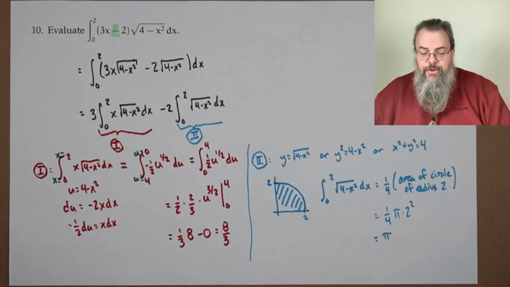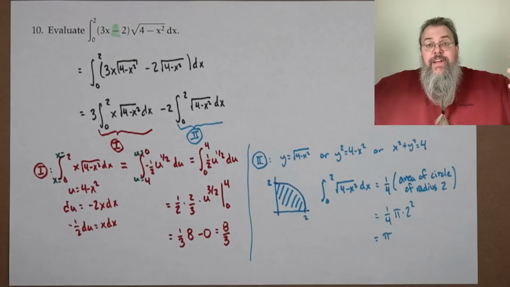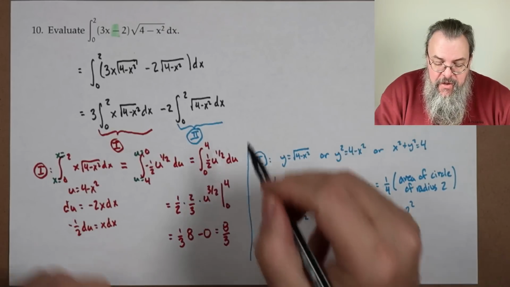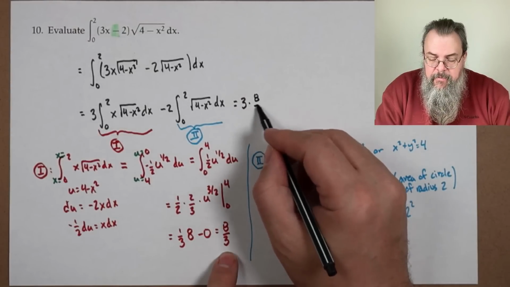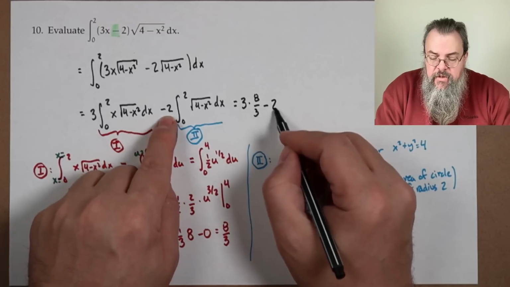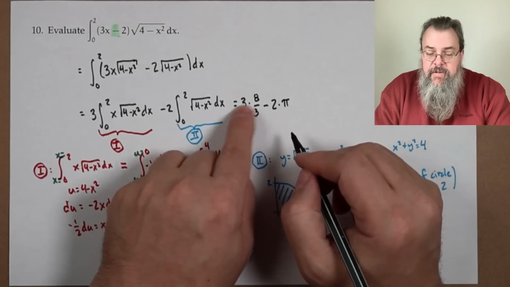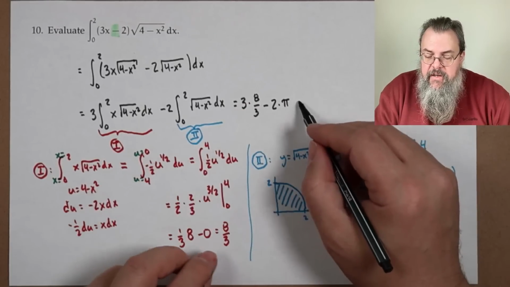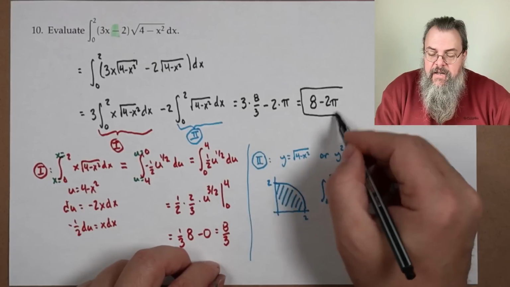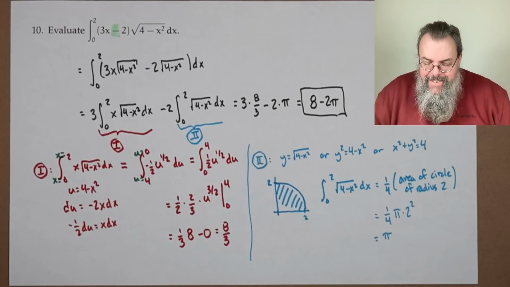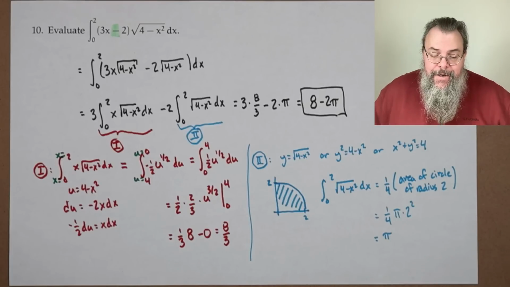So by separating out the integrals, we can apply different ideas to the two pieces. Now we can sew it back together. So we have 3 times 8/3 minus 2 times pi. Well, 3 times 8/3 is 8, and 2 times pi is 2 times pi. So our final answer is 8 minus 2 pi. Huzzah! We got it. What a lovely answer and a great way to finish our practice.